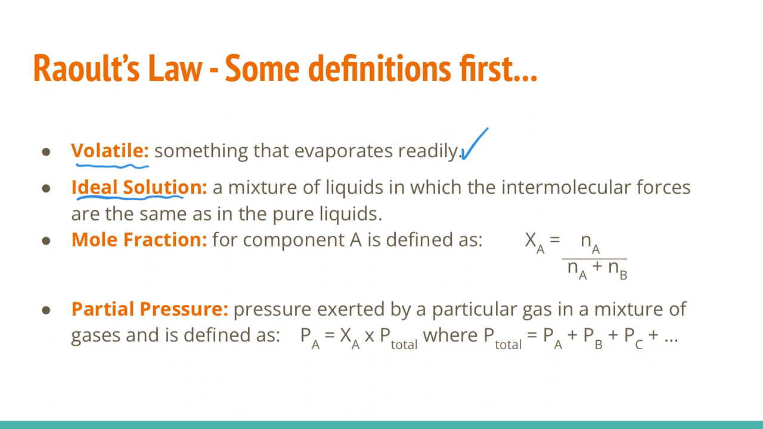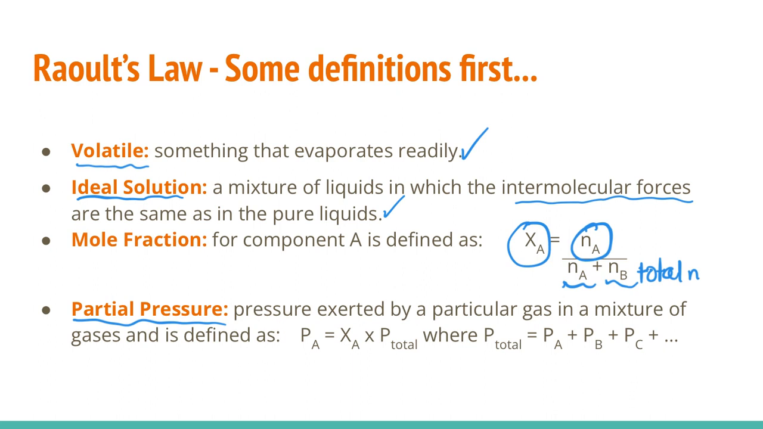An ideal solution is a mixture of liquids in which the intermolecular forces are the same as they are in pure liquids. A mole fraction for component A, for example, the mole fraction of A, would be the moles of A divided by the total number of moles. And then finally, our last definition we need is the partial pressure. That is the pressure exerted by a particular gas in a mixture of gases. It's defined as the partial pressure of A is the mole fraction of A times the total pressure, where the total pressure is equal to the sum of all of the component partial pressures in the system.